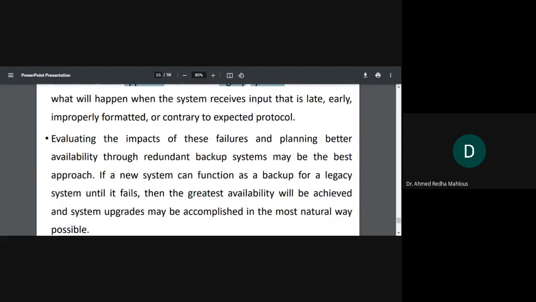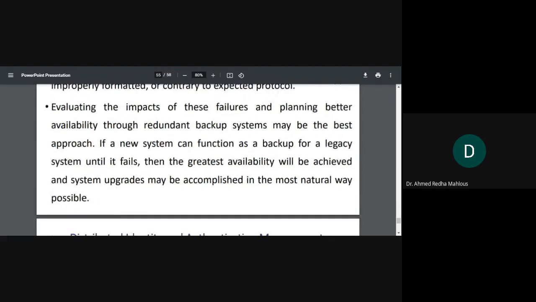Because you cannot improve it, but you can have some backup of the data. In case someone attacks that system and it is broken or damaged, at least you have a backup of that data. If a new system can function as a backup for a legacy system until it fails, that means the greatest availability will be achieved.